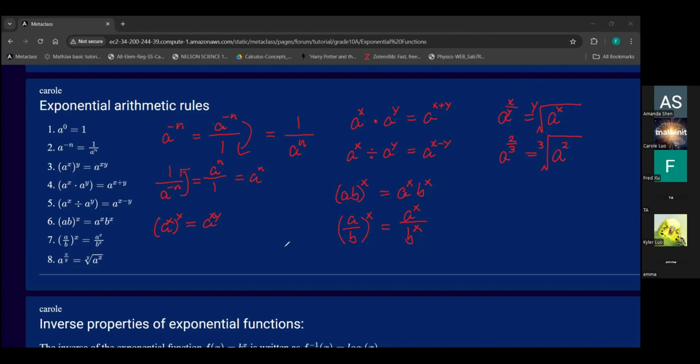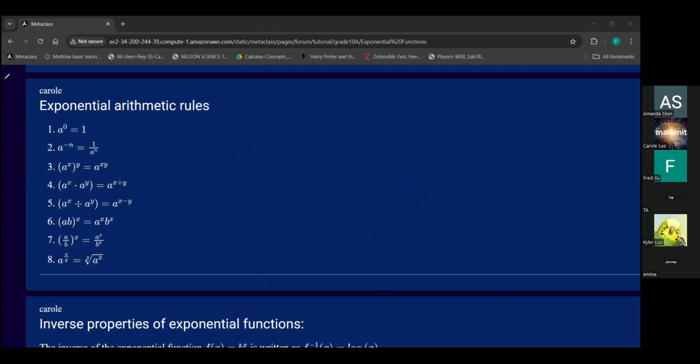These are very important arithmetic rules that you must remember. So are there any questions here? We're good. Okay, then moving on to the next part.